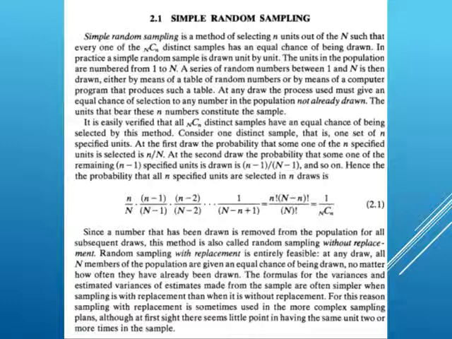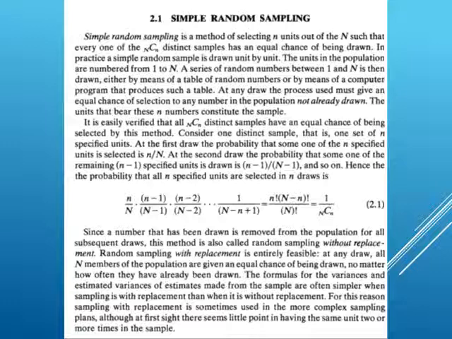The units in the population are numbered from 1 up to capital N. A series of random numbers between 1 and capital N is then drawn, either by means of a table of random numbers or by means of a computer program that produces such a table. At any draw, the process used must give an equal chance of selection to any number in the population not already drawn. The units that have these n small numbers constitute the sample.